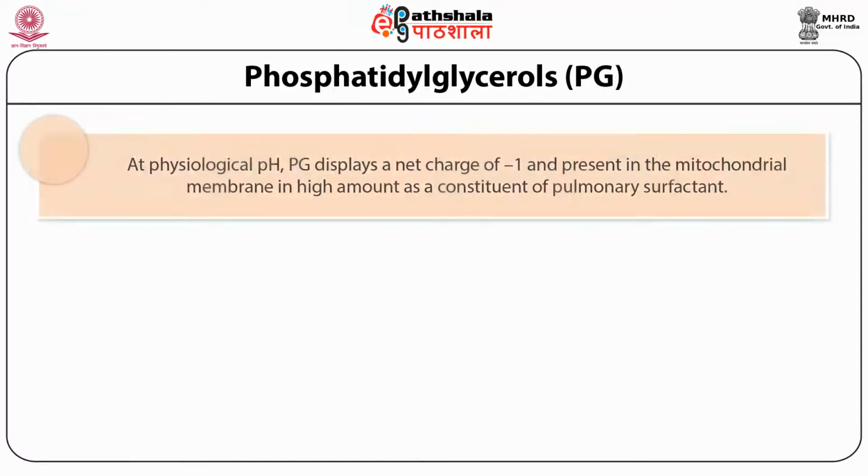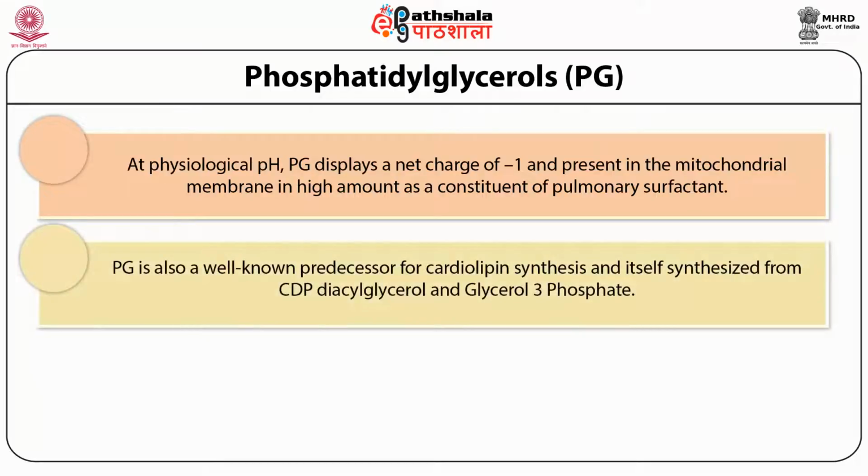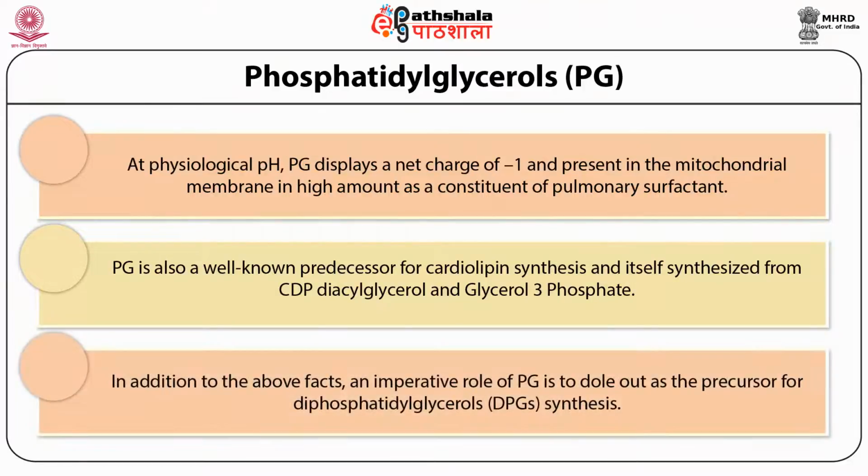Phosphatidylglycerols. At physiological pH, phosphatidylglycerol displays a net charge of -1 and is present in the mitochondrial membrane in high amount. It is a constituent of pulmonary surfactant. Phosphatidylglycerol is also a well-known precursor for cardiolipin synthesis, and it is itself synthesized from CDP-diacylglycerol and glycerol 3-phosphate. In addition to the above facts, an important role of phosphatidylglycerol is to serve as a precursor for diphosphatidylglycerol synthesis.